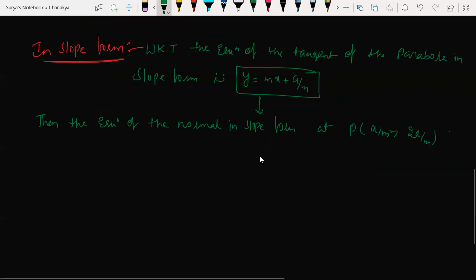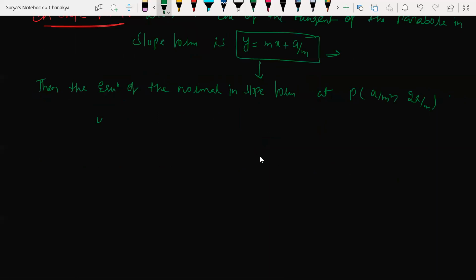So what would be that? What is the slope here? What is the slope of the tangent? Minus... m, correct? This is the slope of the tangent. Then the slope of the normal is going to be what? Slope of the normal is what?